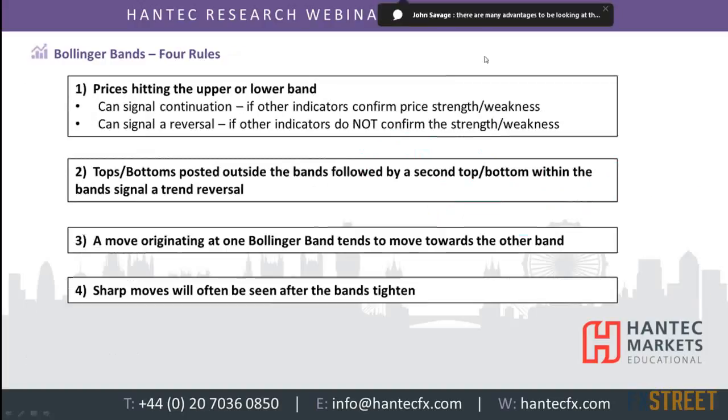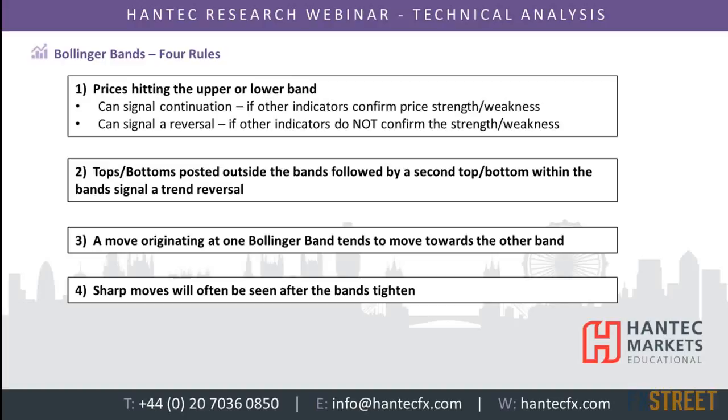Okay, so there are four basic concepts or rules or principles, I suppose you could call them, in Bollinger Bands, and those four concepts lead you on to the trading signals, and I'll talk about them in a minute. The first one is the fact that prices hitting the band can either signal a continuation if other indicators, and I stress this, if other indicators confirm the price strength or weakness, or they can signal a reversal if the confirmation is not present.